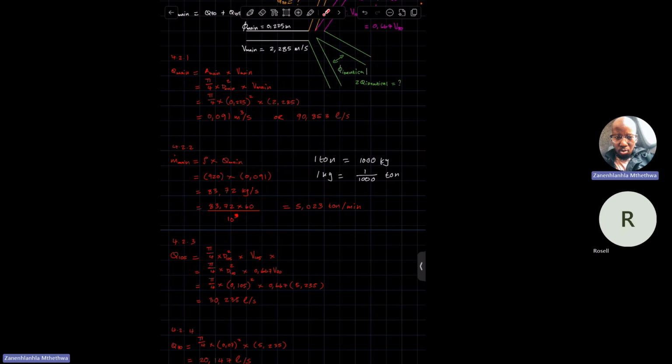Yes, sir. Right. And then in terms of converting the seconds to minutes, we know 1 minute is equal to 60 seconds, which means 1 second is equal to 1 over 60. What is this? Minutes. So to get rid of seconds and replace it with minutes, we have to substitute it with 1 over 60 minutes.